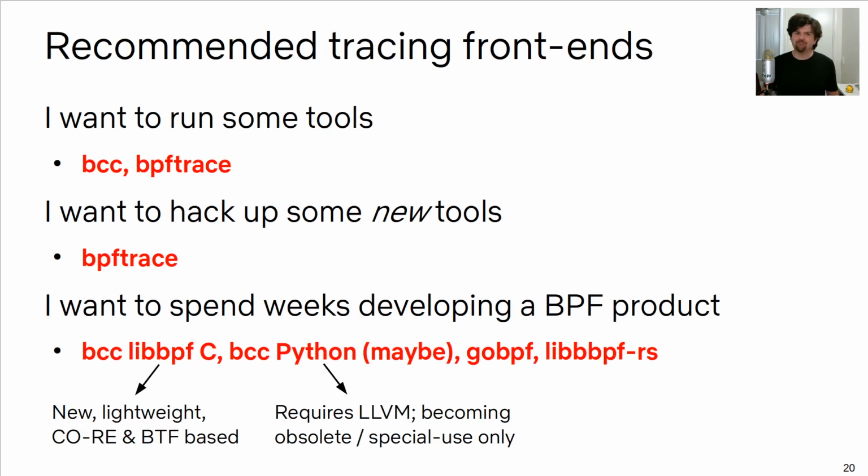The recommended tracing front ends, just to run some tools, are BCC and BPF trace. If you want to hack up some new tools, BPF trace, it's like awk. It's very simple, it's easy to pick up. And if you want to spend weeks developing a BPF product, then BCC libbpf C, that's the new interface we're using. It's lightweight, it has compile once run everywhere, and the BPF type format based kernel information.